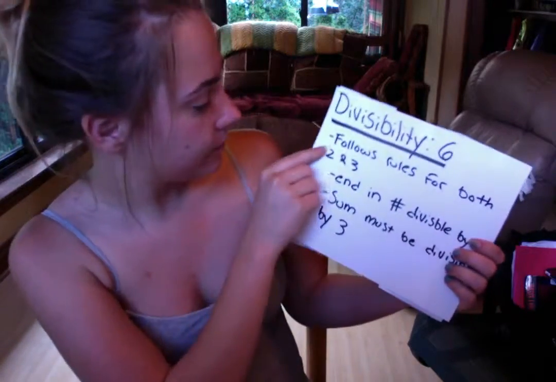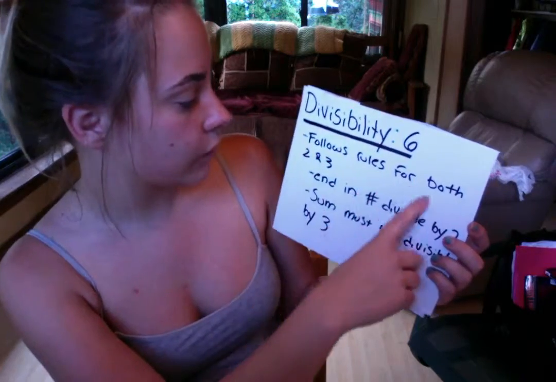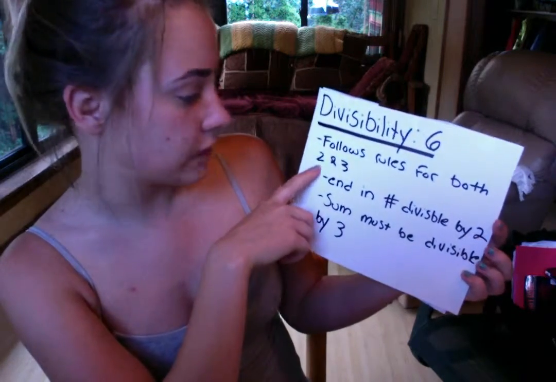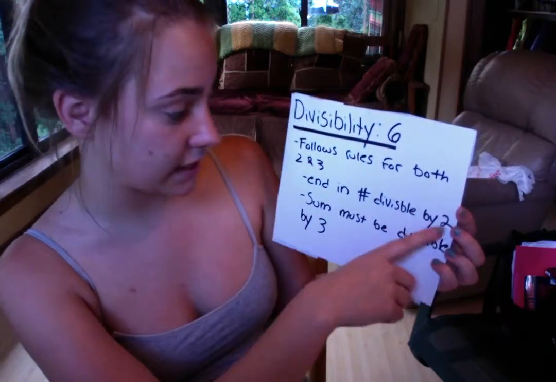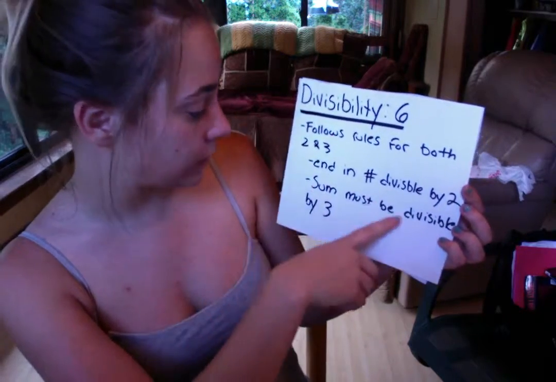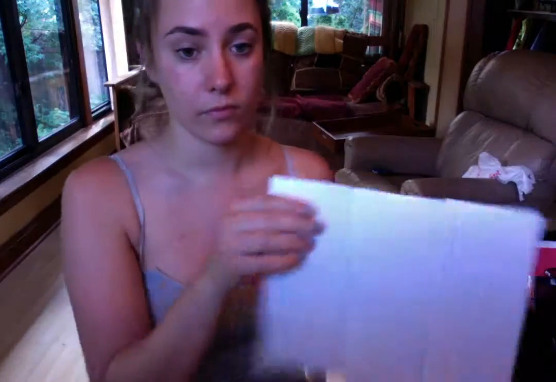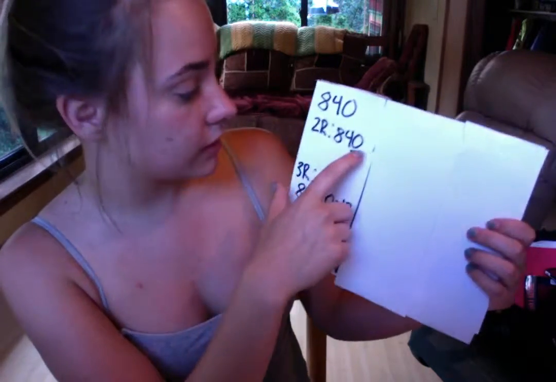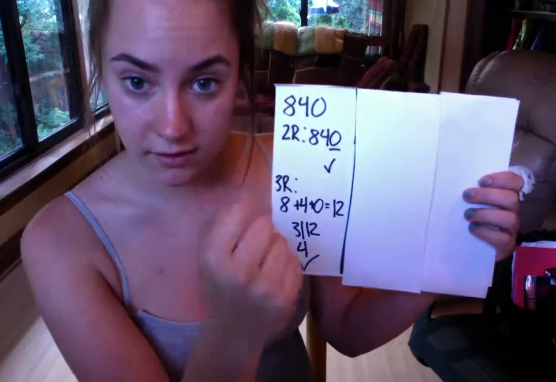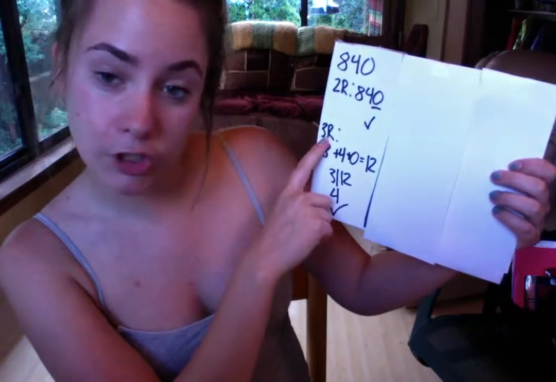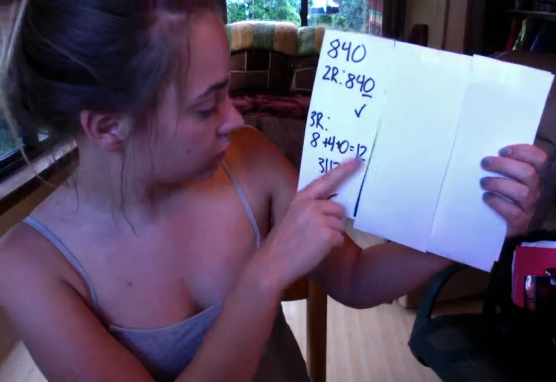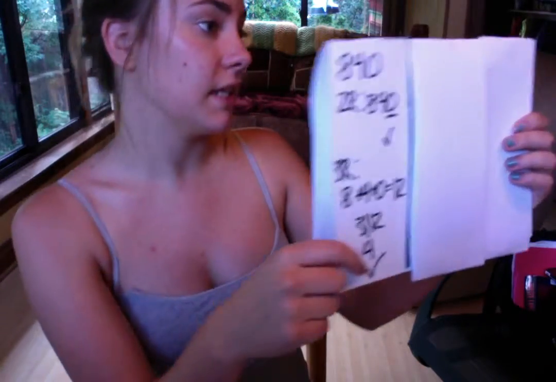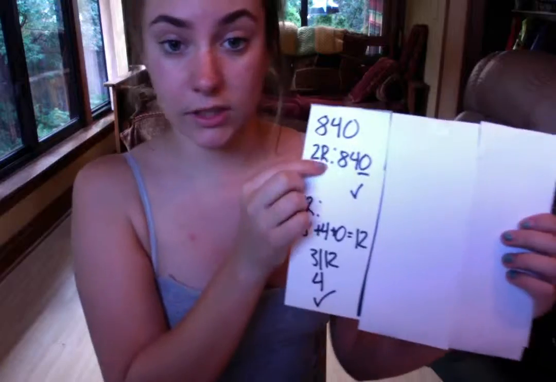Here we have divisibility by 6. For this one, you need to follow the rules for both 2 and 3. Remember, for divisible by 2, the last number has to be divisible by 2, and for 3, the sum must be divisible by 3. Here we have 3 examples. 840. As you can see, 840 ends in a 0, meaning, yes, it's divisible by 2. And then you have to check for rule 3, 8 plus 4 plus 0, 12, 12 divided by 3 is 4, meaning, yes, this number, 840, is divisible by 6.